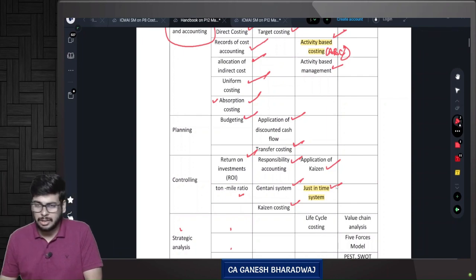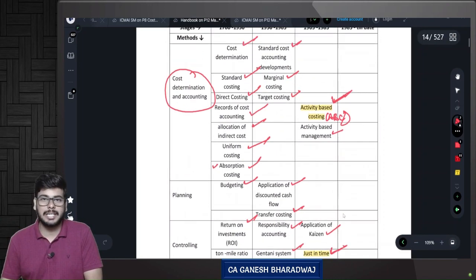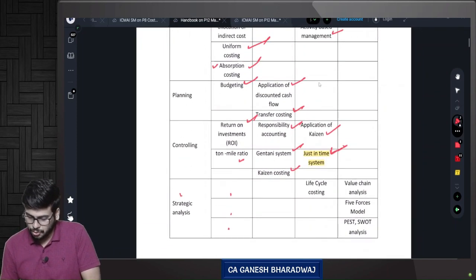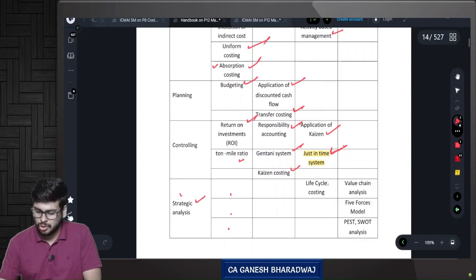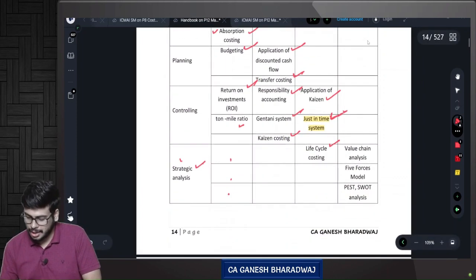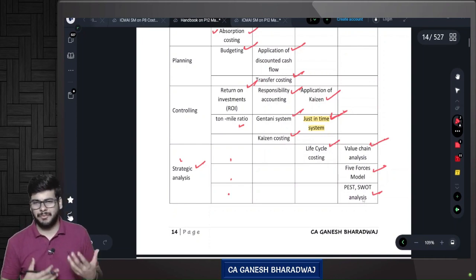In fact, there is a question regarding this. I think there is an MCQ question regarding this. Activity based costing and just in time, when it came, in which stage it came? In the third stage of your evolution. Clear? And of course, with respect to strategic analysis, slowly in the third stage, they came up with something called life cycle costing. And finally, in the fourth stage, you have value chain analysis, 5 forces model, PEST, SWOT analysis. SWOT means what? Strengths, weaknesses, opportunities and threats. So these were all involved extra apart from the normal things.